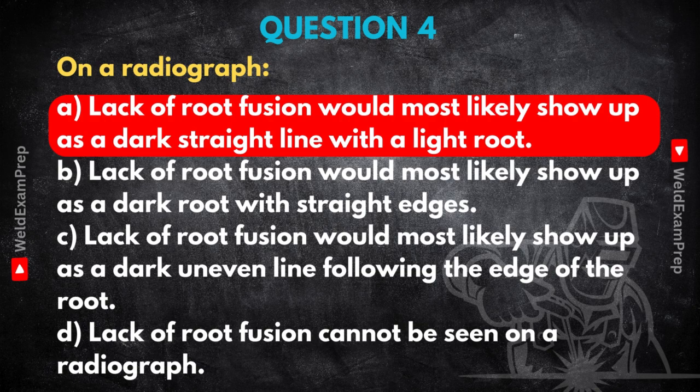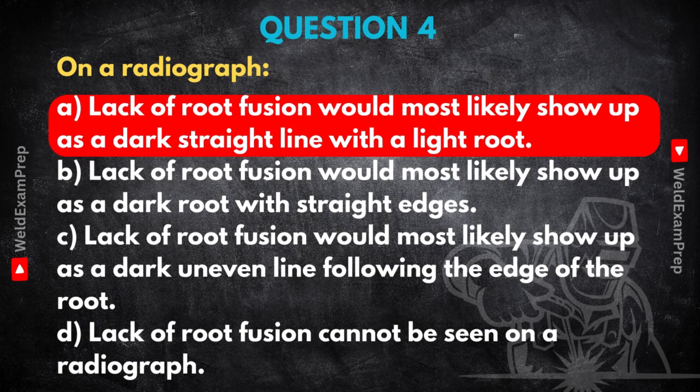Both involve density changes at the root, but lack of root fusion usually presents as a sharper, more defined dark line, often with quite parallel edges, indicating that physical gap, that lack of joining. Excess penetration might be a wider, fuzzier dark area, and concavity a smoother, perhaps curved, dark indication. The key is really looking for that sharp, straight line representing the actual unfused land. Precision matters hugely. Precision is definitely the name of the game.